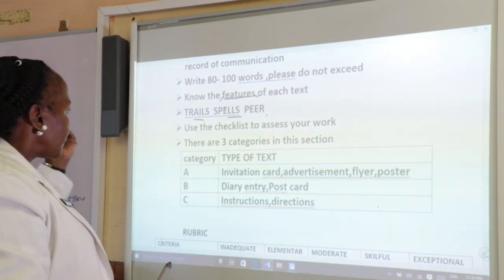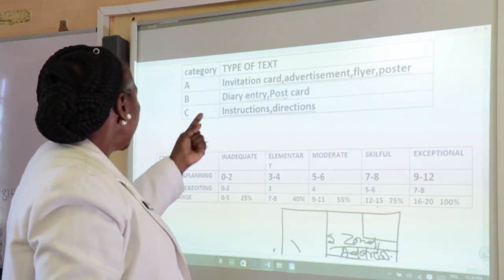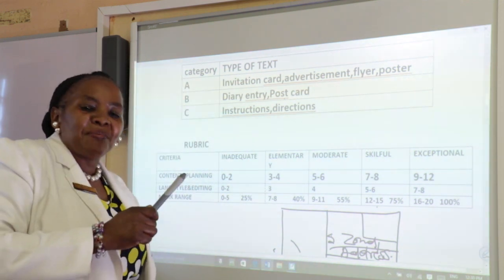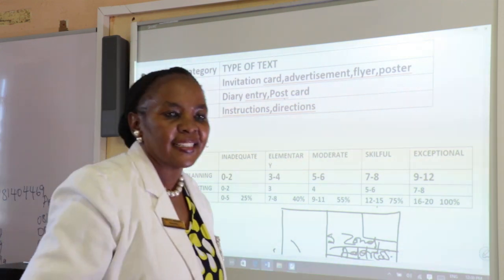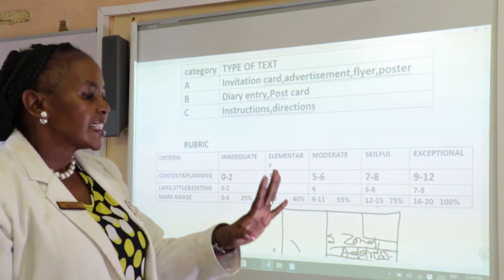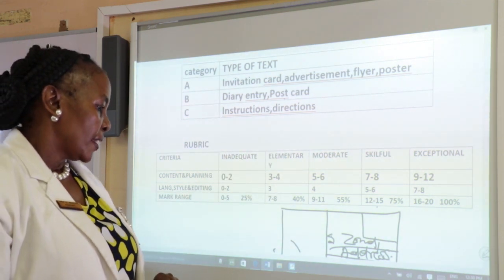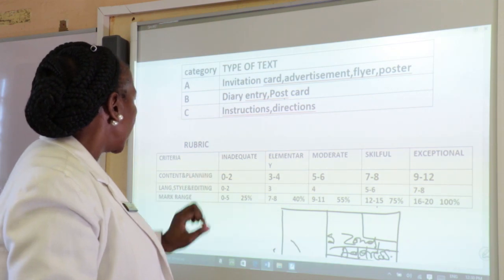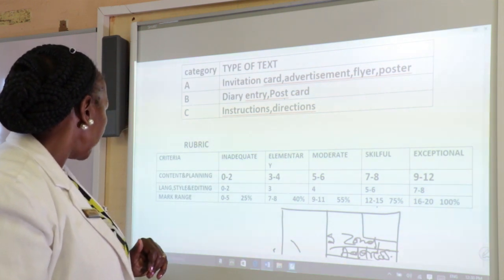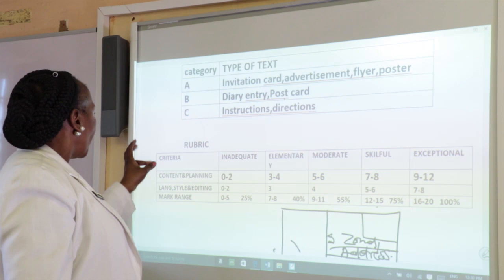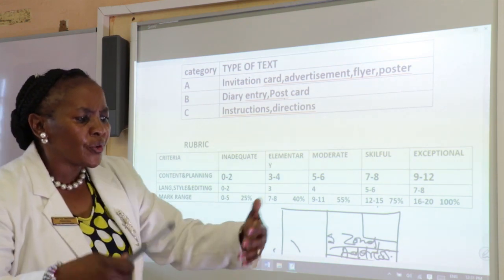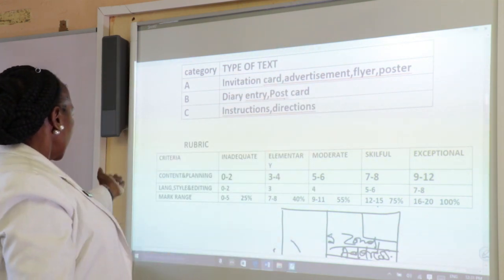So for section C, it is important, my colleagues, to teach the rubric. The rubric will enable our learners to get the total. A rubric consists of 5 levels: inadequate, elementary, moderate, skillful, and exceptional. And the content for this one is 60%, that is 12 out of 20, and 40% is for the language. Content, planning, and form, it's a CPF, that's 12 marks. Language, style, tone, register, audience, and all those things, it's 8 marks.